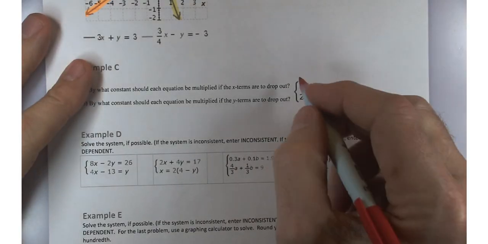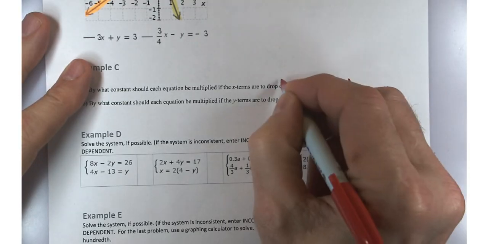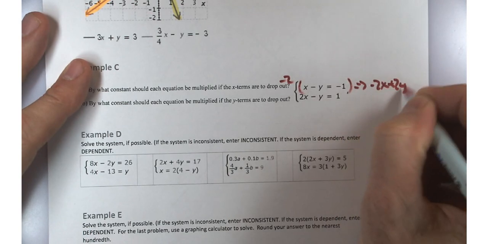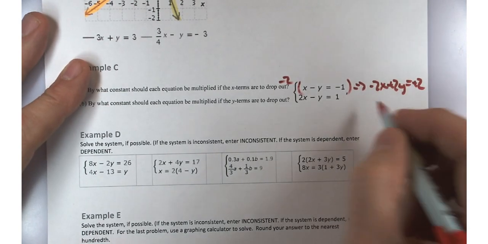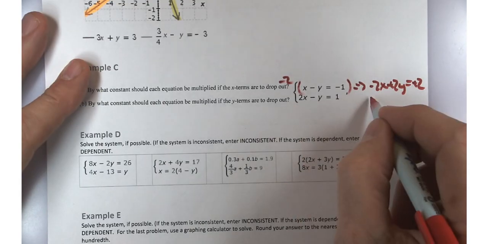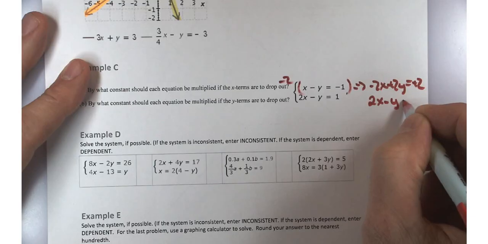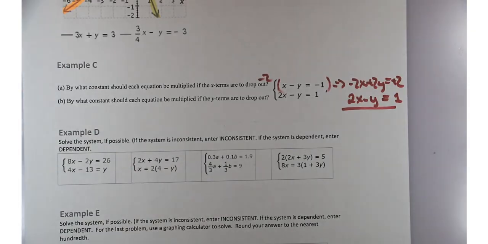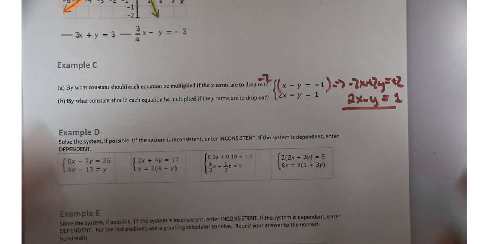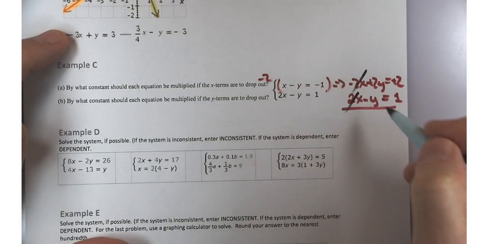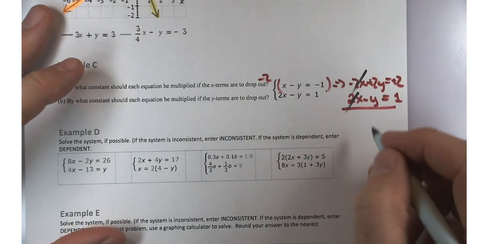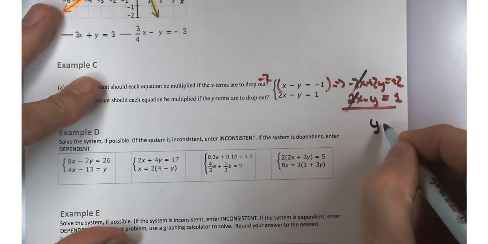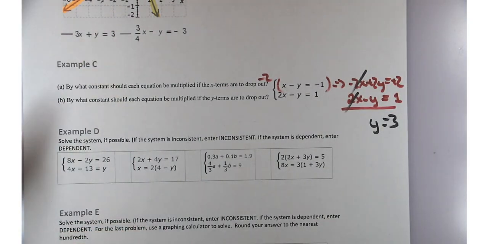Negative 2. So if I multiply this equation by negative 2, that's going to give me negative 2x plus 2y equals positive 2. And I could add that to the second equation here, 2x minus y equals 1. What do I get? What happens when I add those together? y equals 3. Exactly. 2y minus y gives me a y, and then 3 on the right-hand side. The x's cancel each other out, so y equals 3.